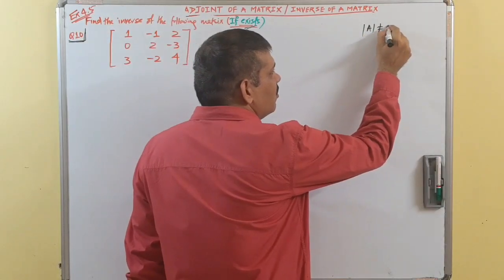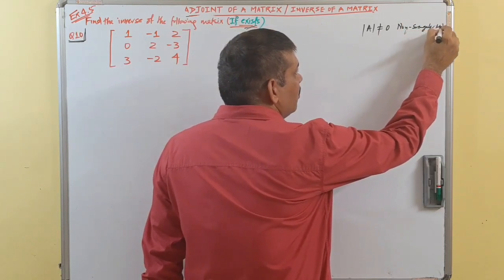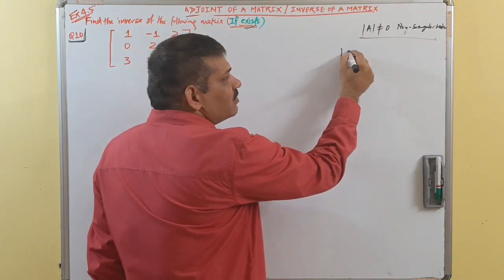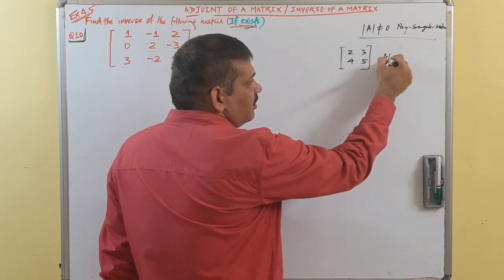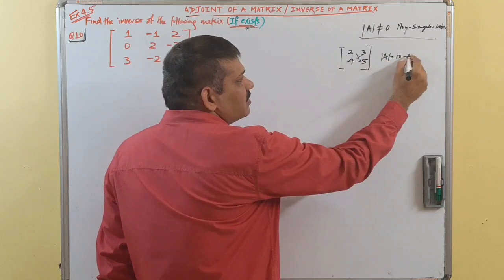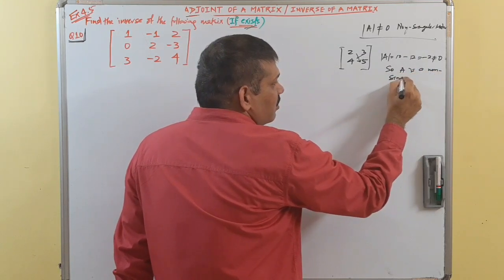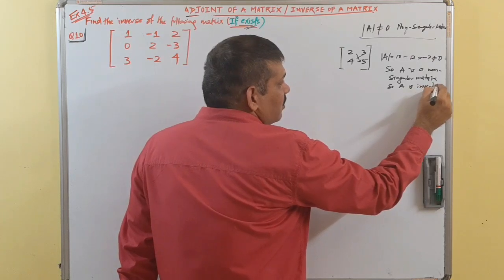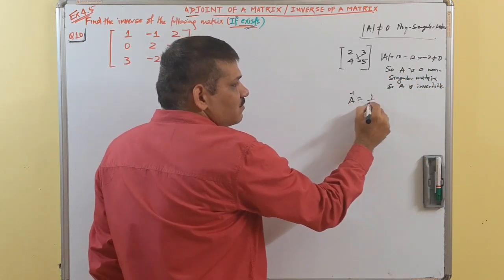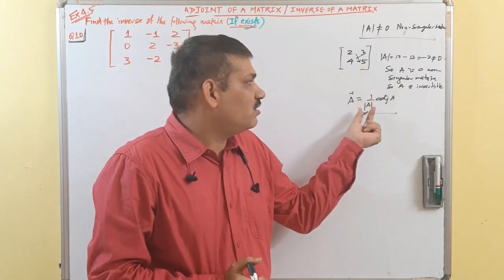If the determinant of A is not equal to 0, then it is said to be a non-singular matrix. Well, if I have a matrix 2, 3, 4, 5, then the determinant of this matrix is 5 twos are 10 minus 4 threes are 12, that is minus 2, which is not equal to 0. So A is a non-singular matrix. So A is invertible. Simply because A inverse is 1 upon determinant A times adjoint A. To divide by determinant of A, determinant A should be non-zero. So here we have a condition that the determinant should be non-zero.